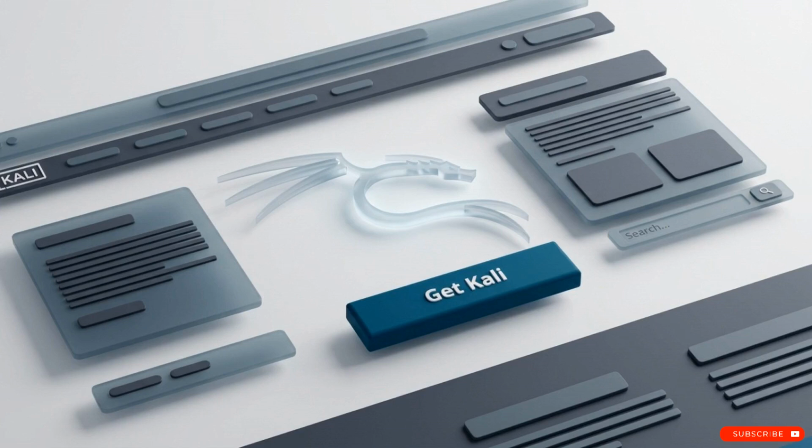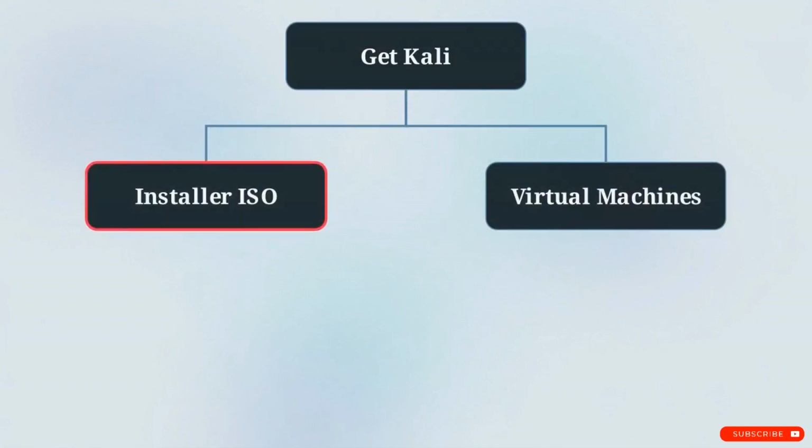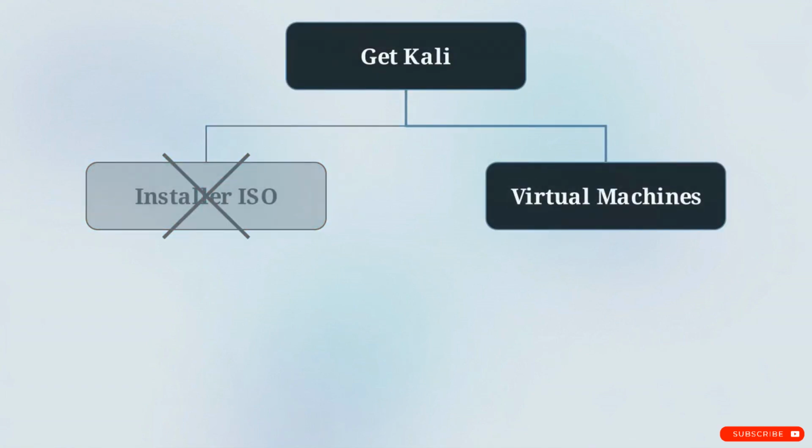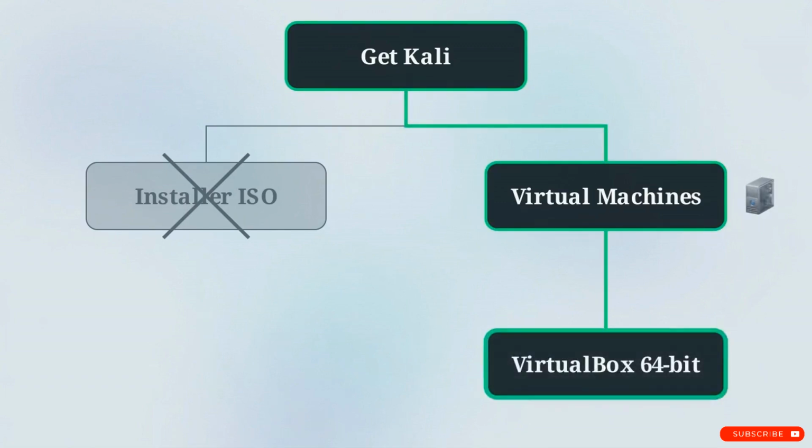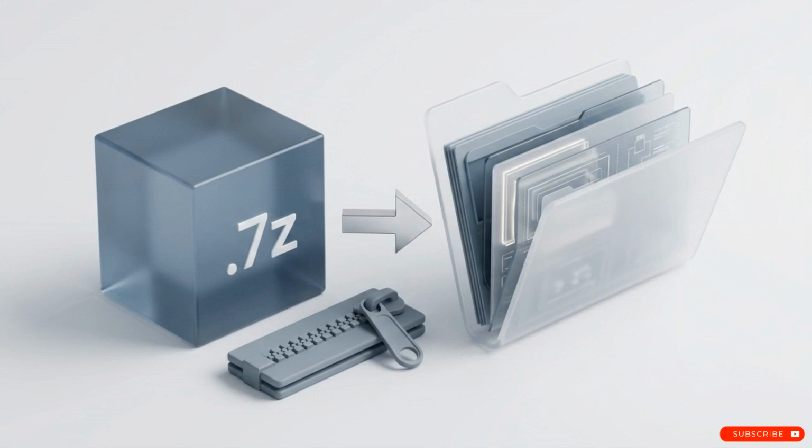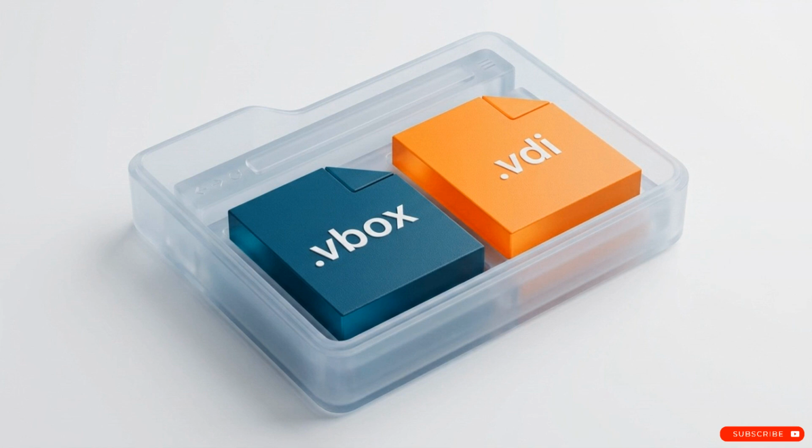Next, go to kali.org to acquire your operating system. This diagram shows the exact download path you need. Do not download the standard installer ISO. Instead, click Get Kali, select Virtual Machines, and download the VirtualBox 64-bit image. The file will download as a compressed 7Z archive. Use a tool like 7-zip or WinRAR to extract it. This will leave you with a folder containing 2 actionable files, a .vbox and a .vdi.